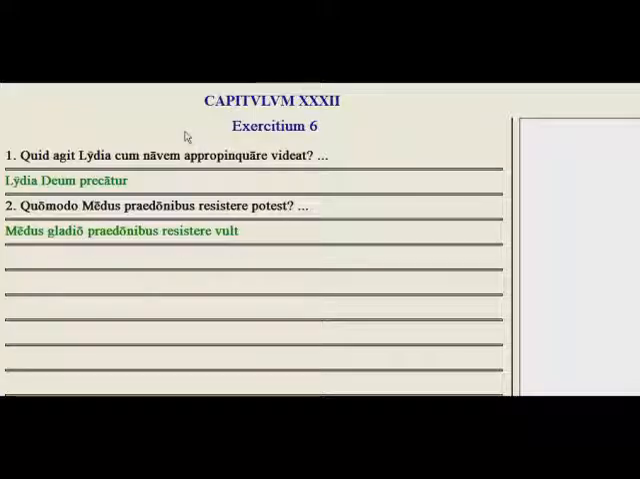Okay, so when you're done with this section, move on to lesson 3.